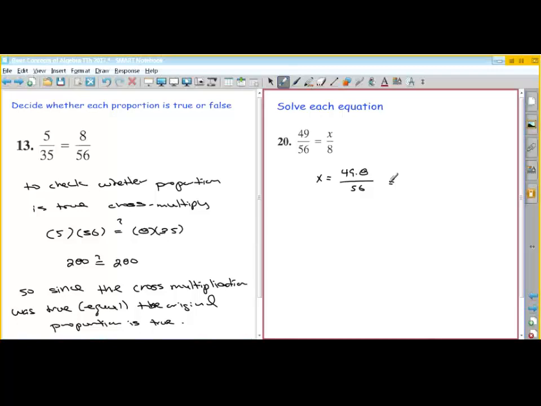So 49 times 8 divided by 56 is 7. And so that's the answer. The other way, the long way, you'd have 56x equals 8 times 49. 56x equals 8 times 49 is 392. Then you divide both sides by 56, and you get x equals 7.